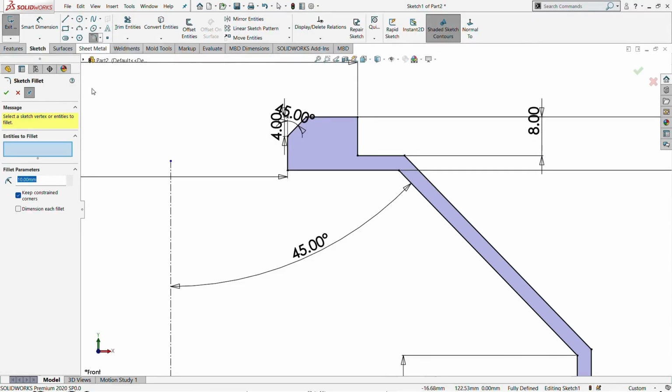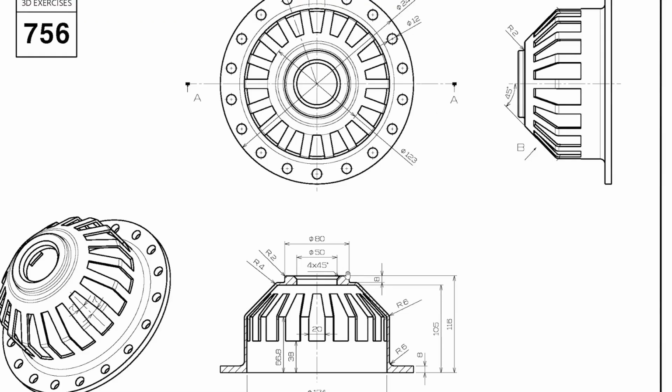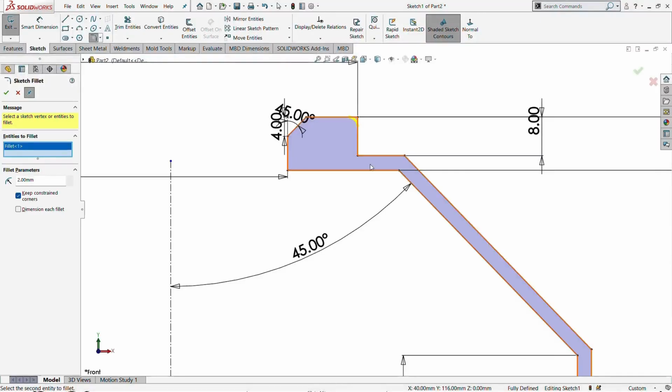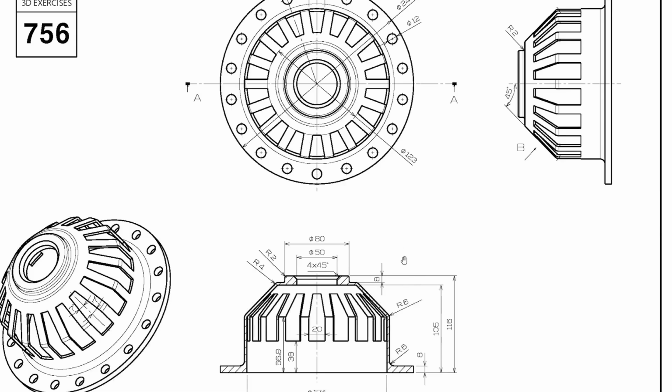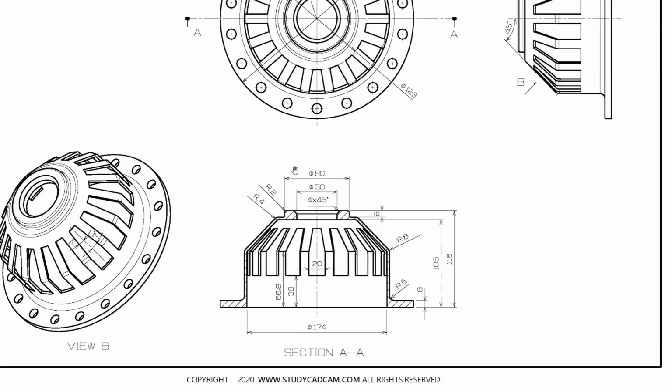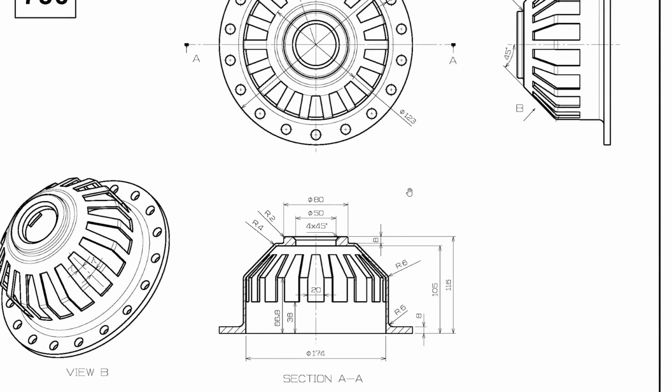So select a fillet, change the radius to 2 mm, select the sharp edges as well as the bottom sharp edges, and form a fillet up to the radius of 2 mm. Select the sharp edges and form a radius of 2 mm. Now, the first fillet is created.